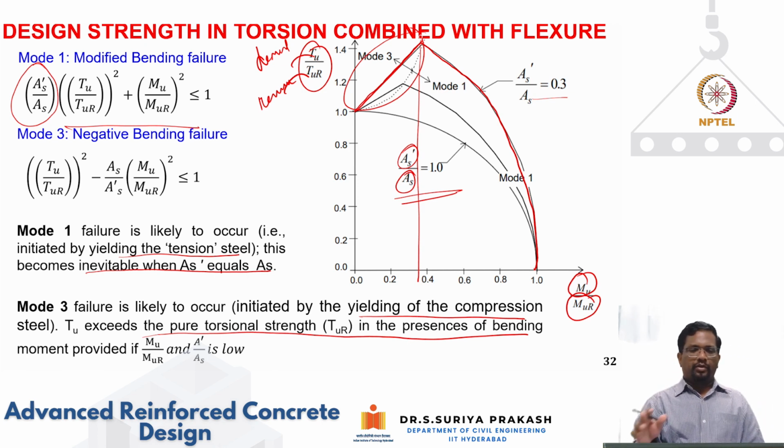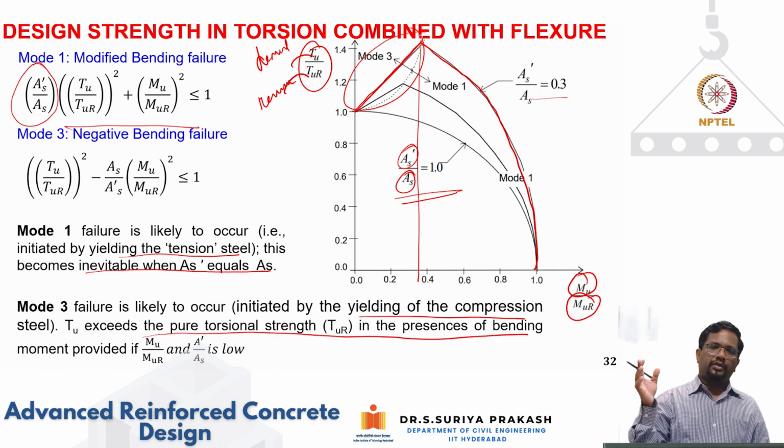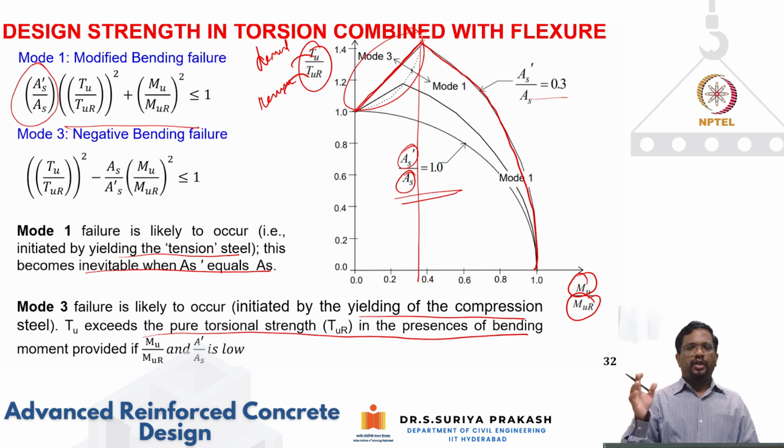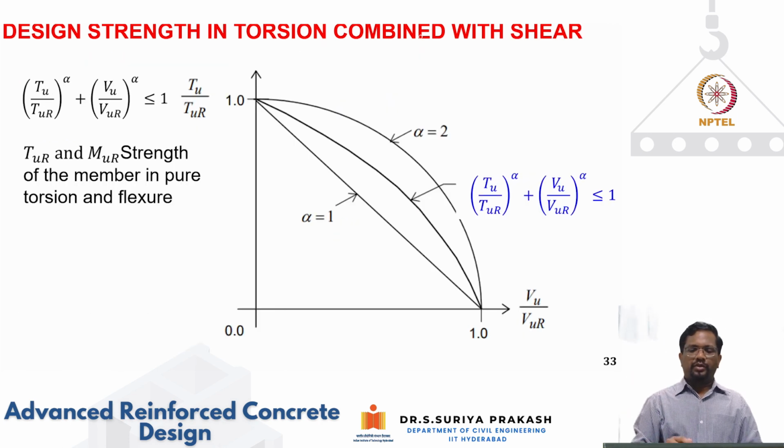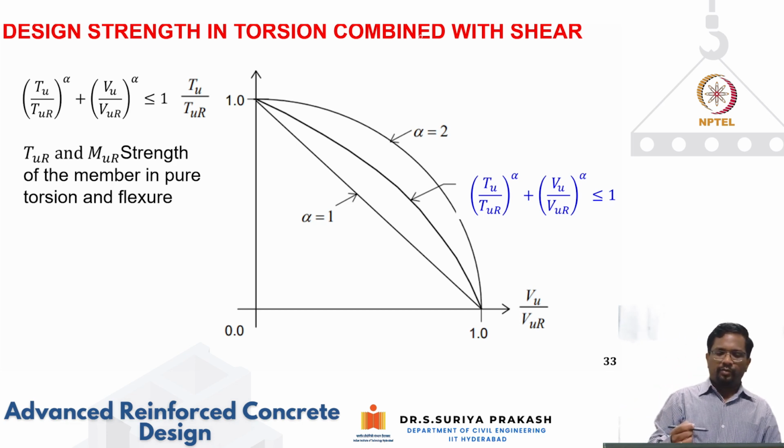Anyway, in our code IS 456, we don't really worry about what failure modes are going to happen. We are just going to convert the torsion from your analysis into equivalent bending and equivalent shear, and design like what you designed for flexure and shear. Anyway, you should be aware of this: the failure modes can change depending upon the relative magnitudes of your bending and torsion.